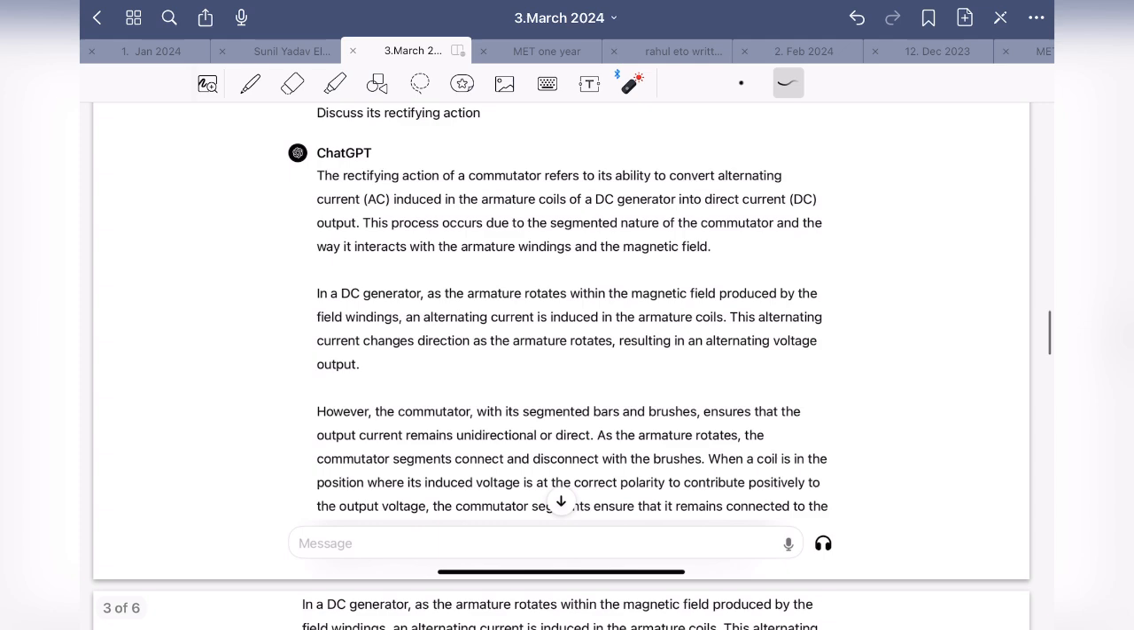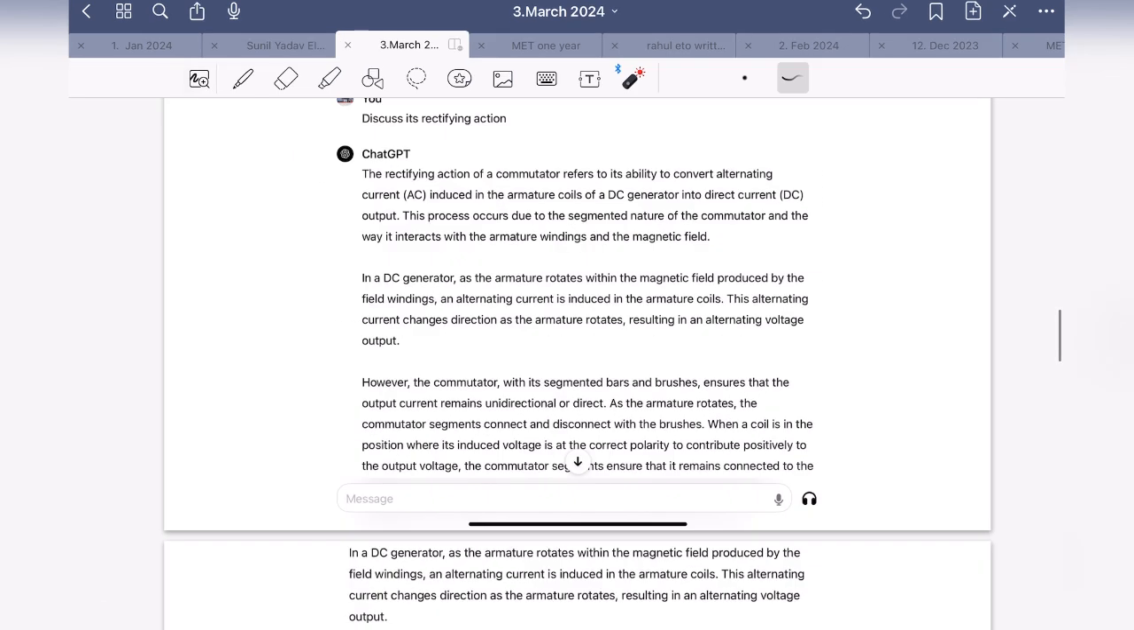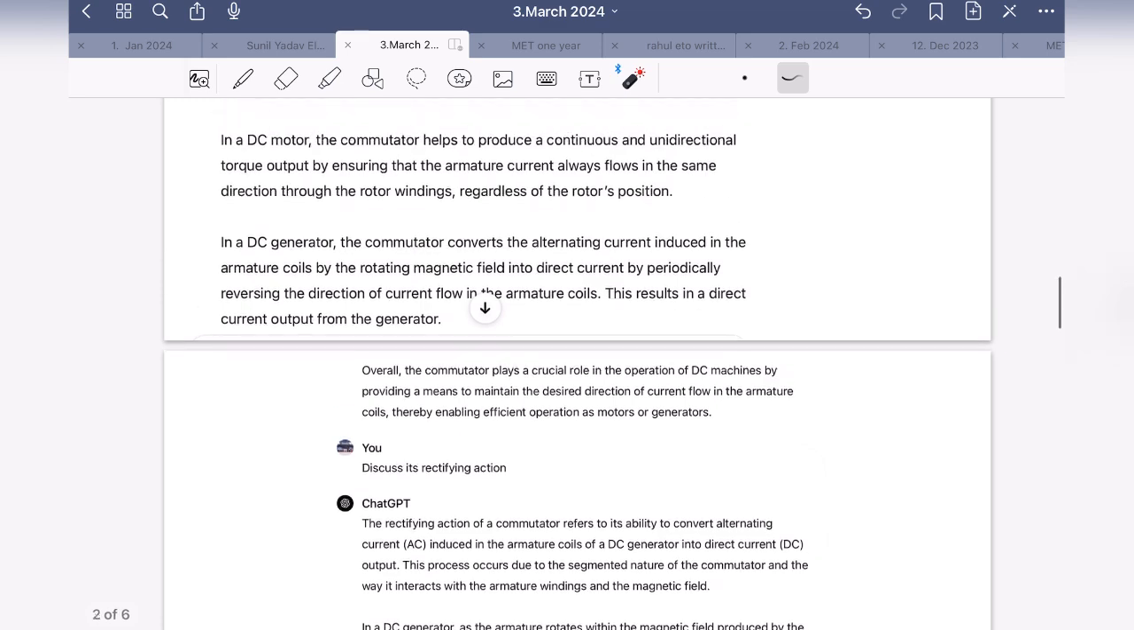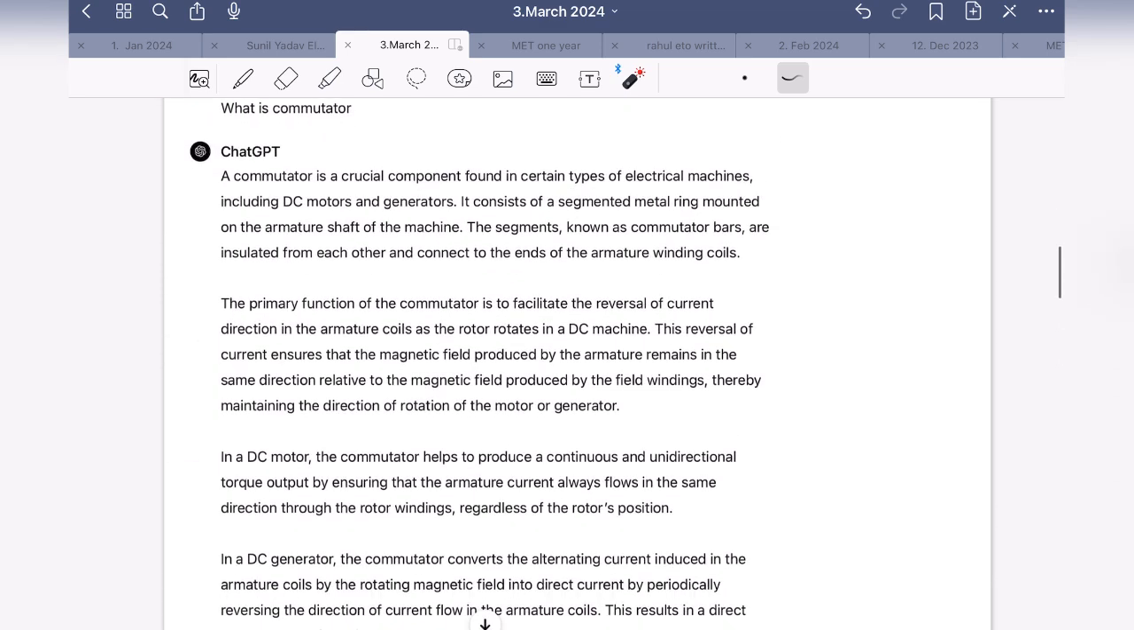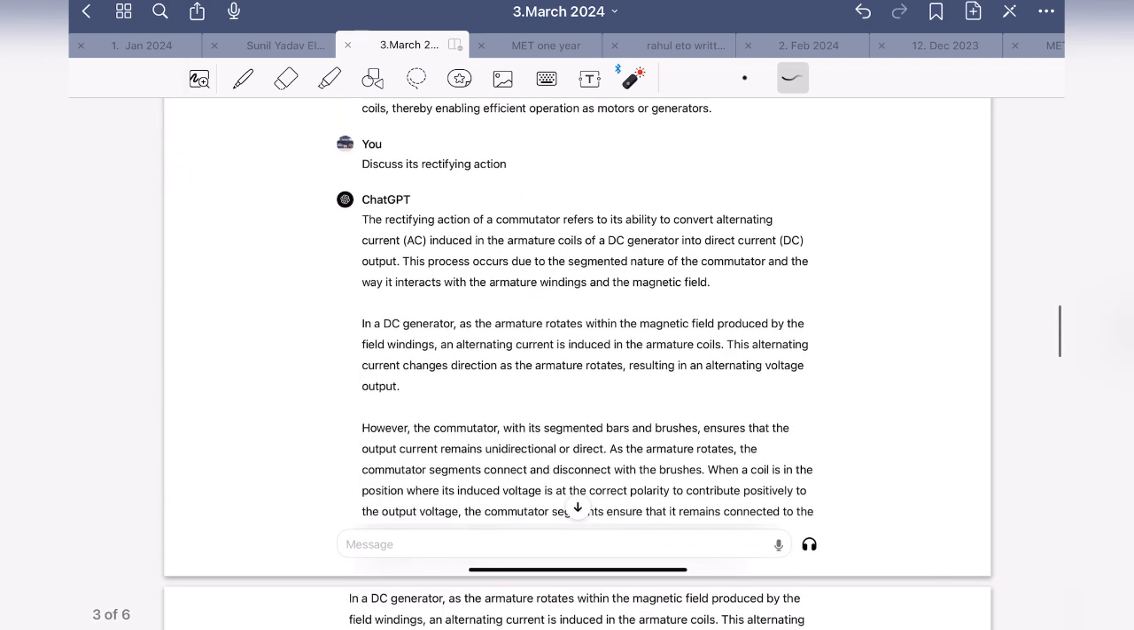So the same thing is already explained in the above answer, what is commutator. You don't have to write all of these things because it's a very long answer. Just write some important points: the definition of what is commutator, then what is the primary function, and then directly come on to the rectifying action of the commutator. So where it is used and why it is used, that's all.